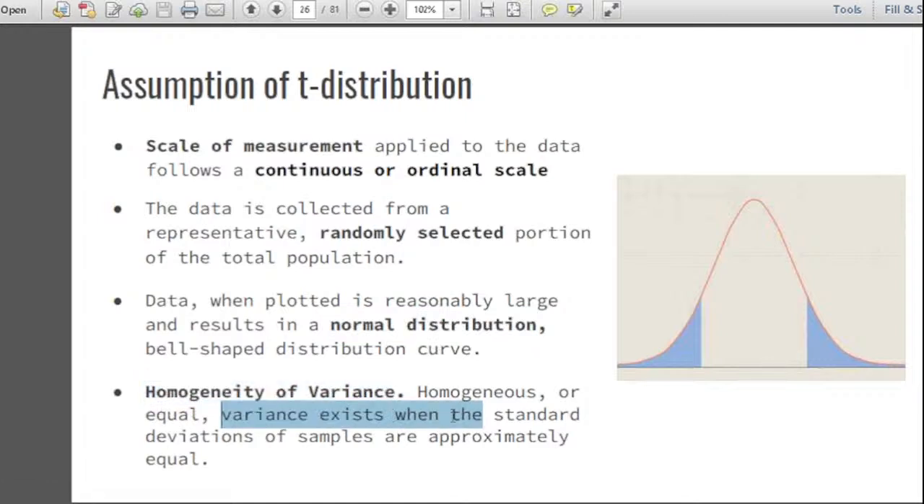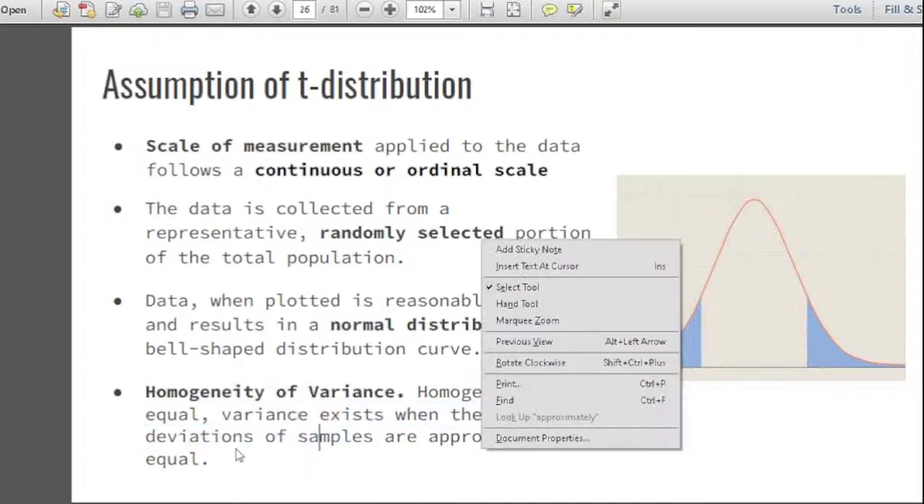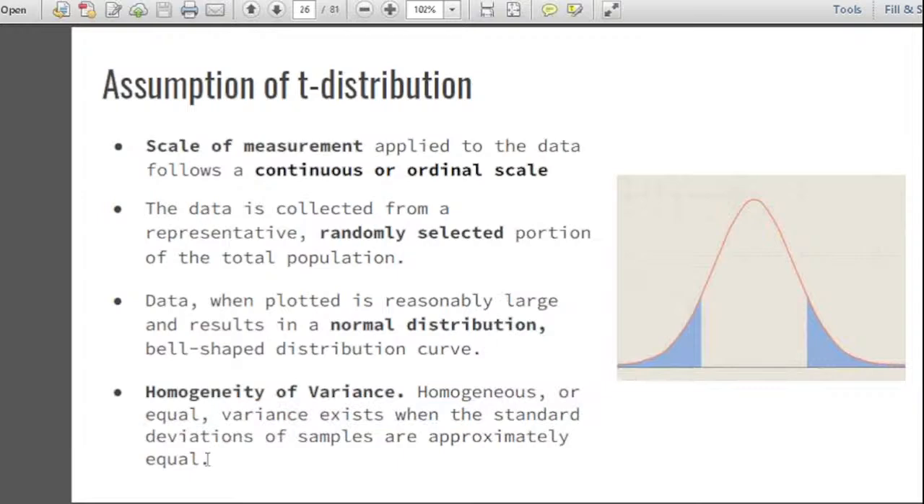Variance exists when the standard deviations of samples are approximately equal. Now, when do we need homogeneity of variance? When we are comparing two samples, whether they come from the same population or not, right? We can only compare them when the variance is homogeneous, meaning the variance is similar. We'll test this assumption also when we do the t-test.